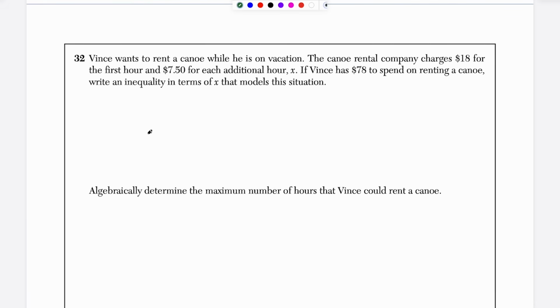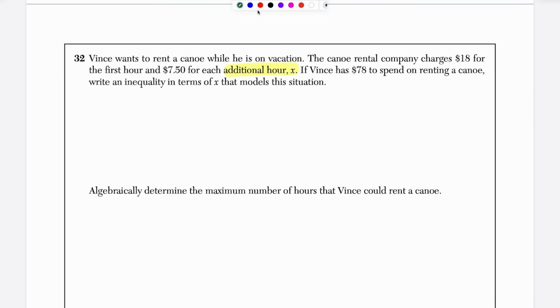Question 32, we have Vince wants to rent a canoe while he is on vacation. The canoe rental company charges $18 for the first hour and $7.50 for each additional hour x. If Vince has $78 to spend on renting a canoe, write an inequality in terms of x that models this situation. So for this first part here, this was one of my least favorite questions in this whole Regents because of how it was worded. The key detail here is that x is representing the additional hours.